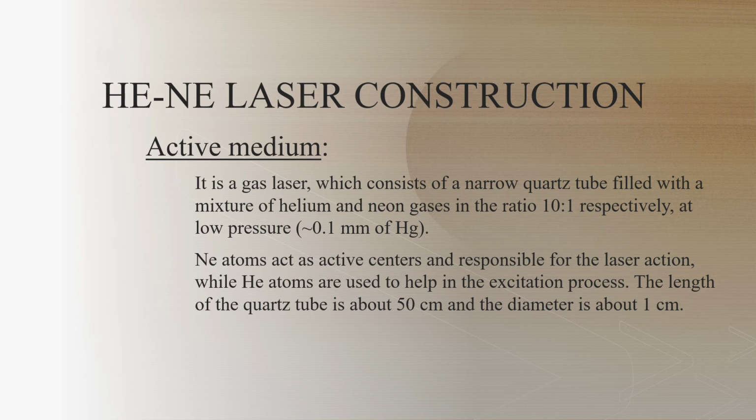HeNe laser construction. Active medium. It is a gas laser which consists of a narrow quartz tube filled with a mixture of helium and neon gases in the ratio 10:1 respectively at low pressure, that is approximately 0.1 mm of Hg. Neon atoms act as active centers and are responsible for the laser action, while He atoms are used to help in the excitation process. The length of the quartz tube is about 50 centimeters and the diameter is about 1 centimeter.